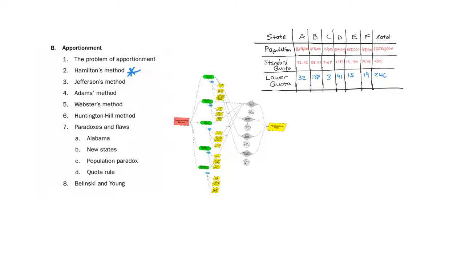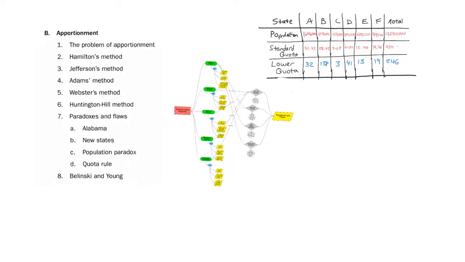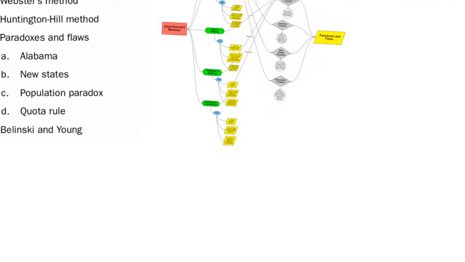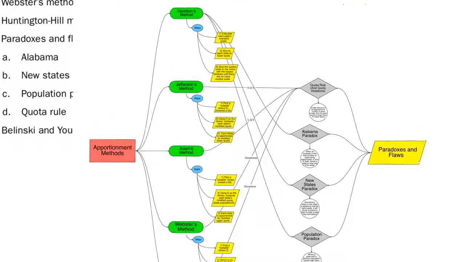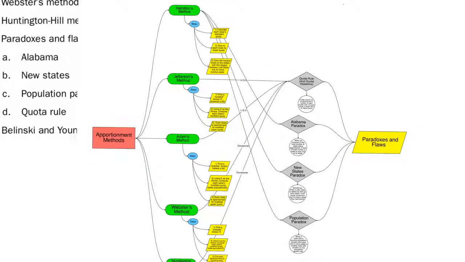Okay, so let's take a look at the flaws of the Jefferson's method. So we just went over what the Jefferson's method is. Now we're going to look at what some of the flaws are of the Jefferson's method. And as usual, we're going to refer to the flowchart. So as you can see in the flowchart, the Jefferson's method can violate the quota rule. And by the way, this UQV means upper quota violations.